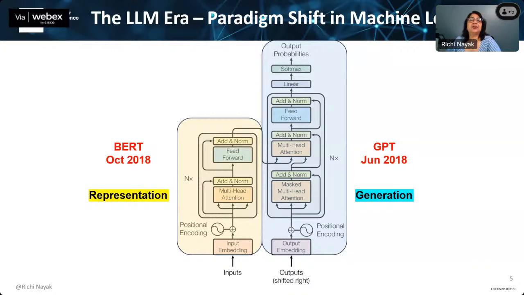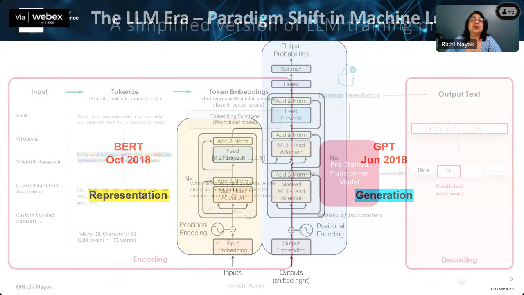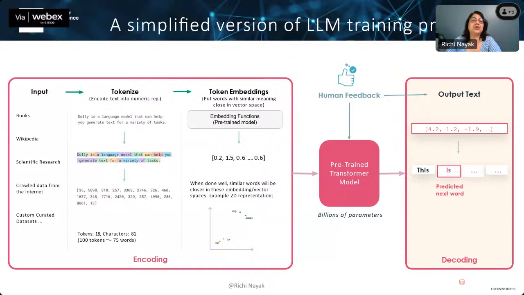So now the LLM era. If you think about it from the machine learning point of view, when this model BERT was produced, the main purpose was representation. But since GPT, and that's where ChatGPT happened, they changed the paradigm. There was a paradigm shift from representation to generation, where they are used in the generation process. So this is a little bit more detail on how this training happens.